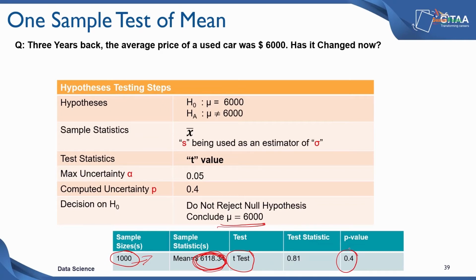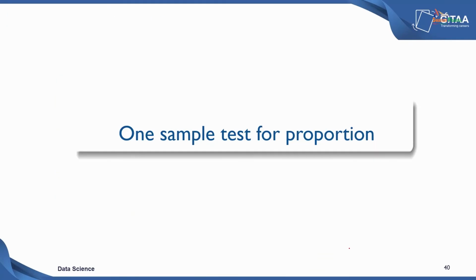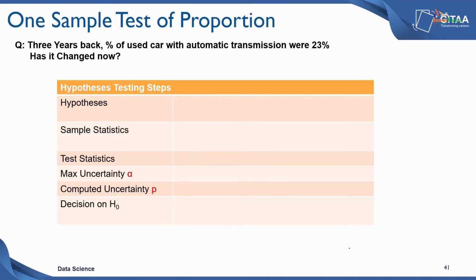So let's move on to the next test, please, where we are going to use a one sample test for proportion. Here the question that was asked is, 3 years back the percentage of used cars with automatic transmission was 23%. So out of the entire population of used cars that we used to have in our portfolio, 23% were automatic transmission. And has it changed?